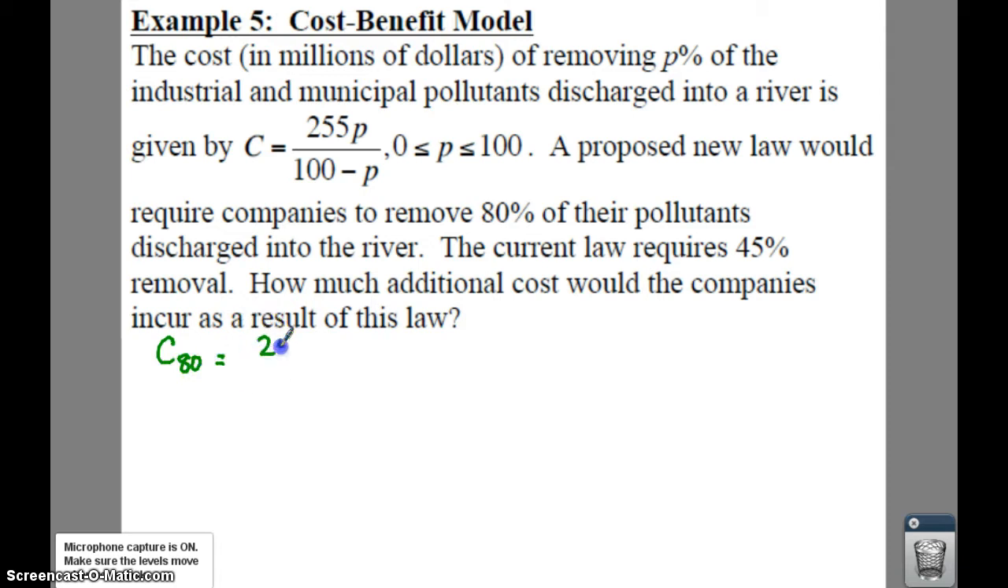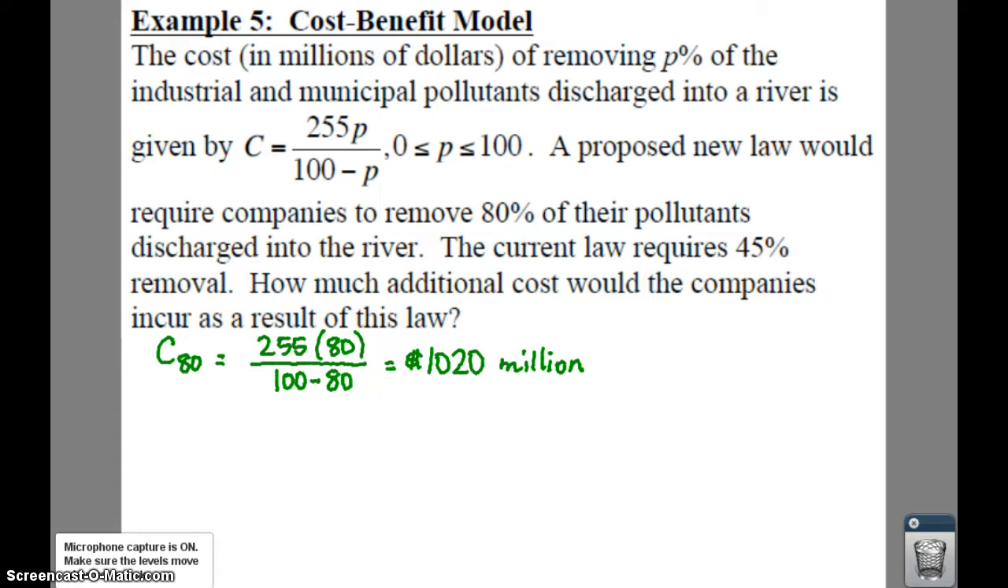So you're going to take 255 times 80, and since it's 80%, you're not putting 0.8. P is just going to be 80, divided by 100 minus 80. If you plug that into your calculator, you get 1,020. Now it's not $1,020, that's $1,020 million. So that's how much it's going to be for 80%.